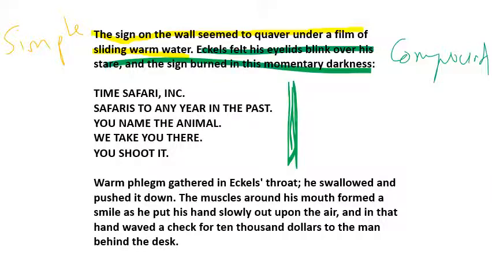Let's continue to the bottom paragraph. Warm phlegm gathered in Eccles' throat; he swallowed and pushed it down. So we have here what we consider a more complex sentence.